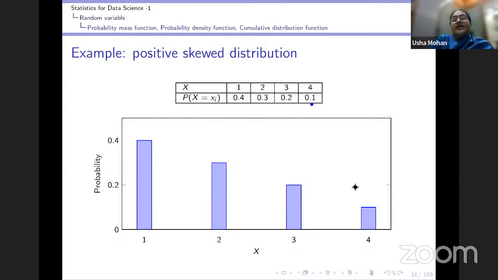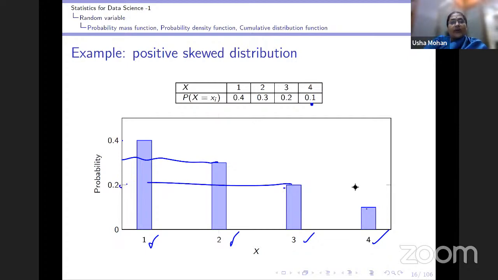Given this, I can plot this distribution. What do I mean by plotting it? I write the values x takes on the x-axis: 1, 2, 3, and 4. The probability with which x takes the value 1 is 0.4, so I have a bar at 0.4, a bar at 0.3, then 0.2, and this one is 0.1.